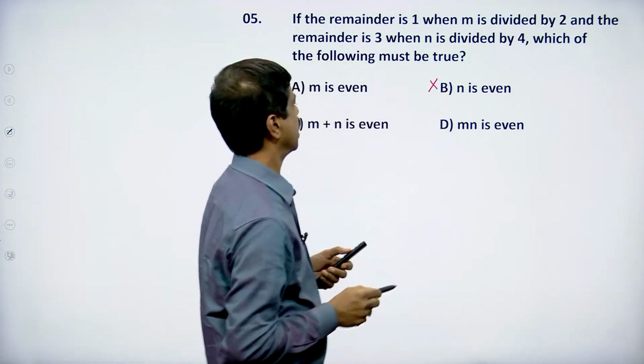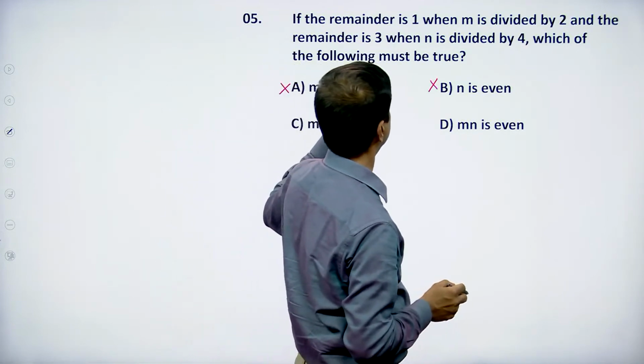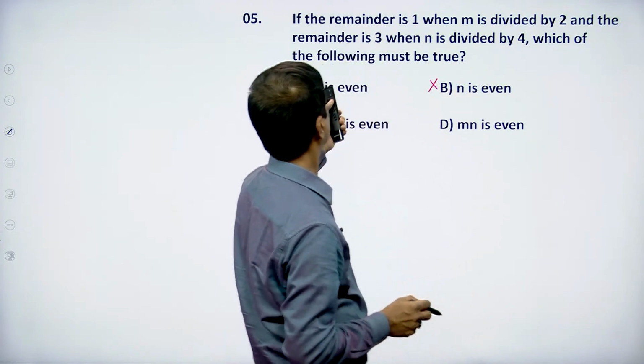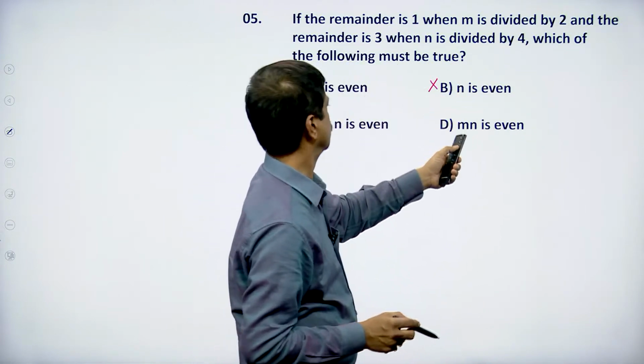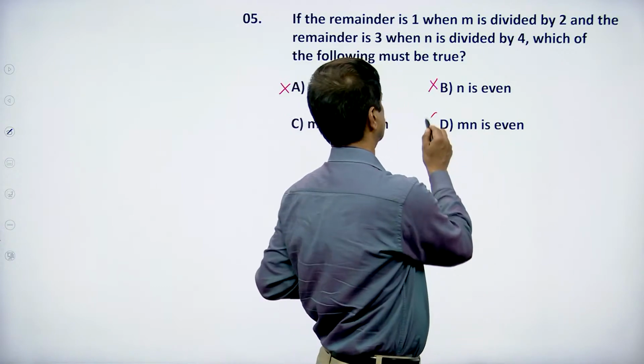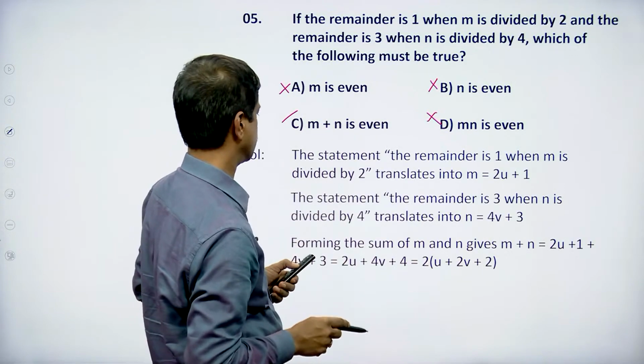Okay. So now mn is even, he says. So m is not even, n is also not even. Therefore, the product of two odd numbers is odd. So this is also ruled out. So automatically this should be the answer, children. Okay. So please note it fast.